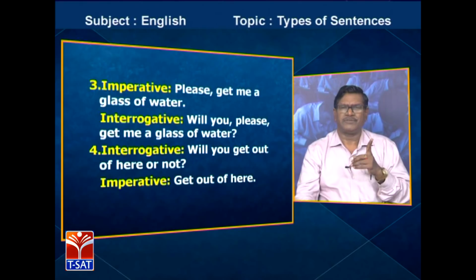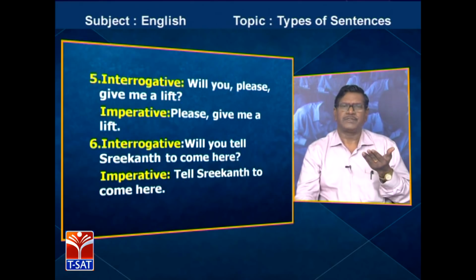Imperative, get out of here. Both mean the same. So, meaning is just the same, but the format is different. The first one, will you get out of here or not, is interrogative, a question which begins with a helping verb, and when you change it, it will be an order-like imperative sentence which begins with a verb, get out of here. Now, vice versa.